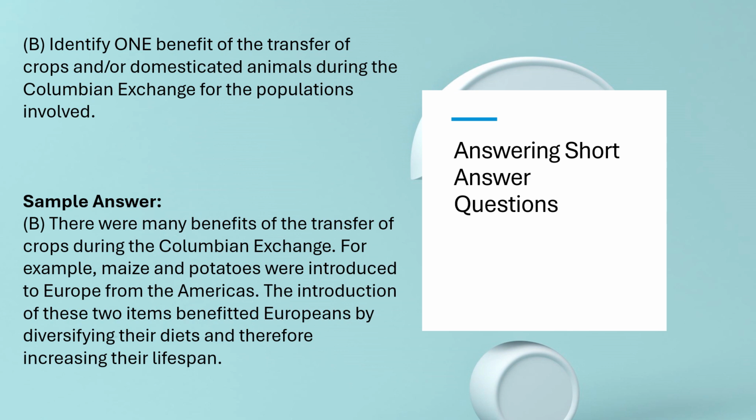We can see this example in the sample question provided. Identify one benefit of the transfer of crops and or domesticated animals during the Columbian exchange for the populations involved, and its sample response. There were many benefits of the transfer of crops during the Columbian exchange. For example, maize and potatoes were introduced to Europe from the Americas. The introduction of these 2 items benefited Europeans by diversifying their diets and therefore increasing their lifespan.